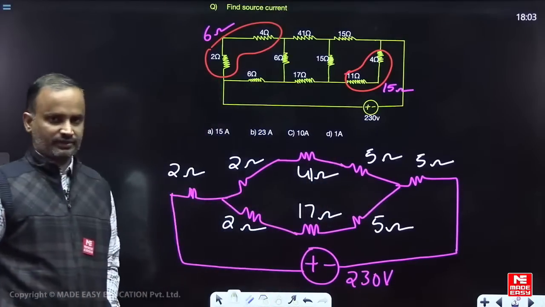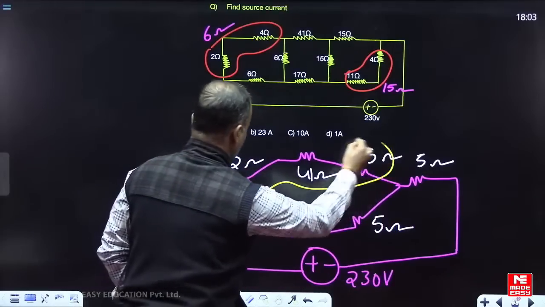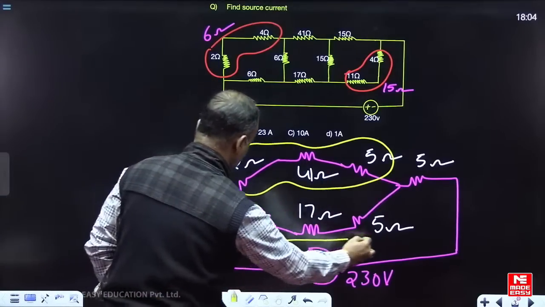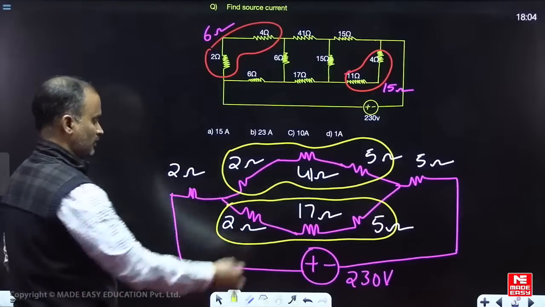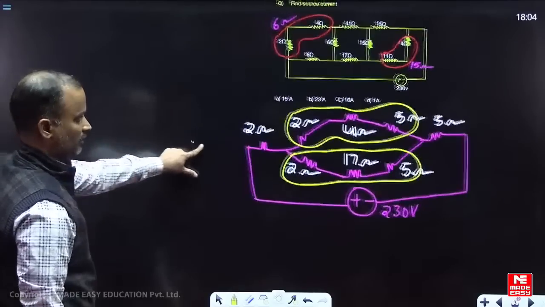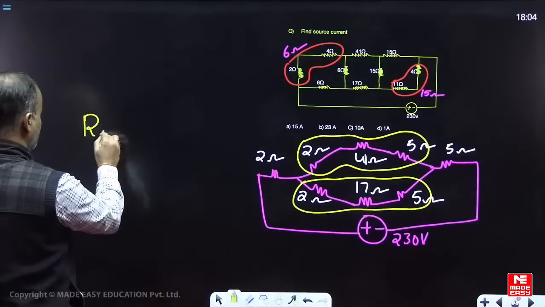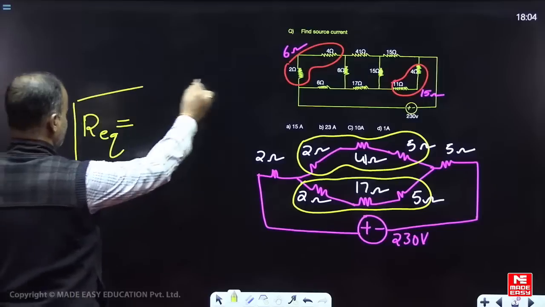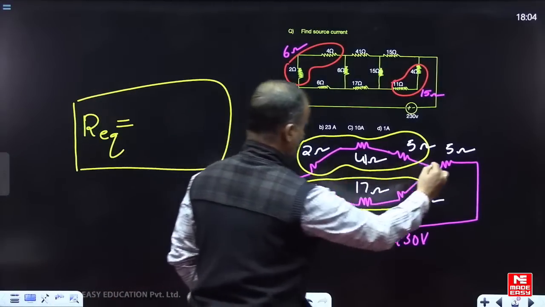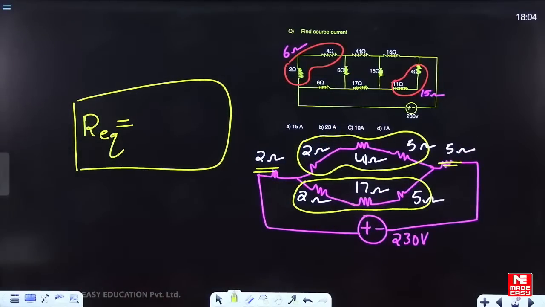Now you can simplify in an easy way. For this example, these 2 and 41 and 5 are all connected in series. Similarly here, this 2, 17 and 5 are all connected in series. Now this combination is all connected in parallel. Now I gave all the hints. Can you find the complete equivalent resistance of the network? This entire parallel combination is connected in series with the 2 ohms and the 5 ohms. Now I want the answer from your side, what will the equivalent resistance be?